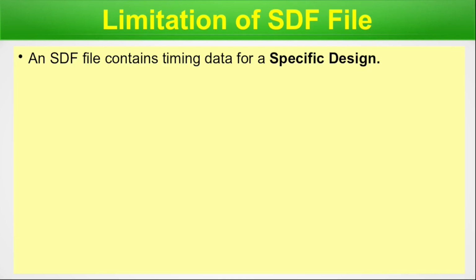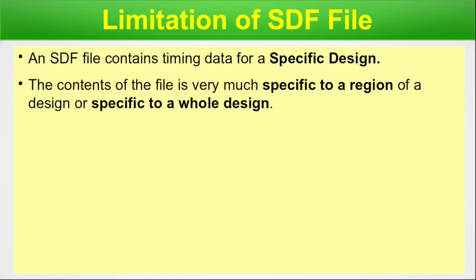Now, this SDF in the ASIC design flow can be generated at different stages, but they will have some common things and there will be some uncommon things as per the stage where they are designed. The contents of the file are specific to a region of the design or to a whole design. Another point should be taken carefully, that SDF may be for a region. That means it could be for a design block. Already we have spoken for the whole design.